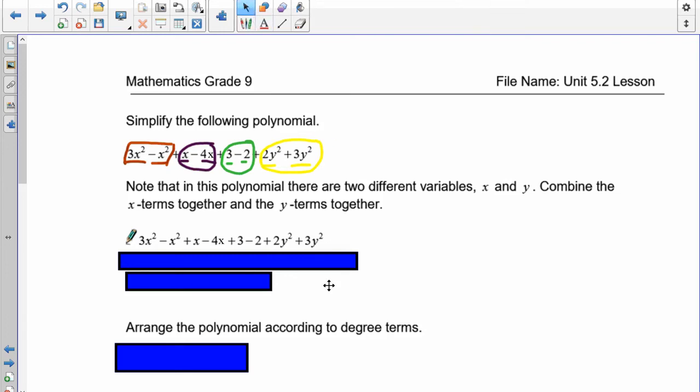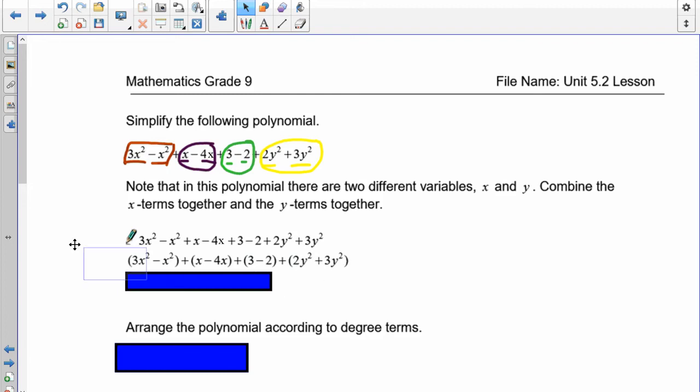So what I need to do here is take all of these groups and put them down, and I need to be able to combine them. So separating everything out, this is what I end up getting. 3x squared minus x squared, x take away 4x, 3 take away 2, and 2y squared plus 3y squared. So I have here 3x squared minus x, that's going to be a 2x squared. Sorry, 3x squared minus x squared is going to give me 2x squared.